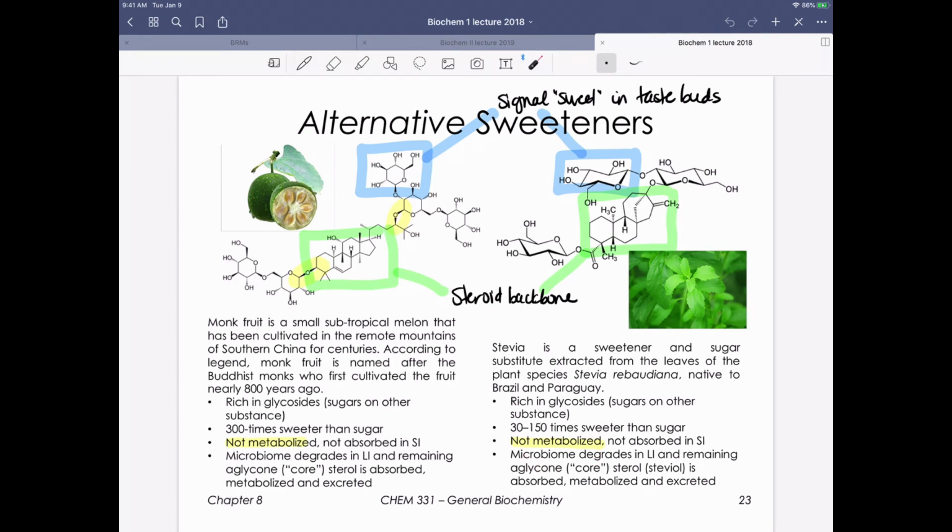Your microbiome is going to finish this degradation process, does have the ability to break down these linkages, and leaving this steroid core that is absorbed, metabolized, and then excreted. So some alternative sweeteners that you might want to consider are stevia and monk fruit.